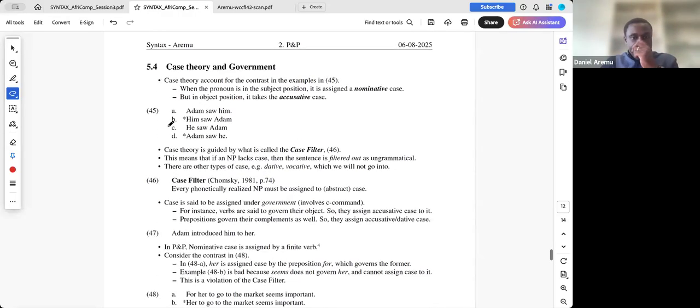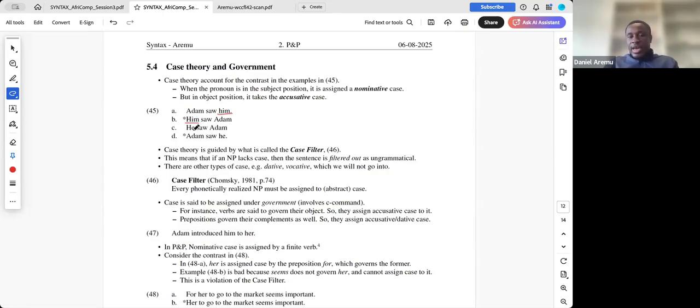Case. So 45 is just what you have. Remember I said in English, we see the different case form when you look at the pronoun, right? That's why in 45A, Adam saw him, fine. But you cannot say him saw Adam, right? Why? Because we know that this position is accusative, but this position is nominative. And him is an accusative pronoun. So when you take an accusative pronoun to a nominative position, that's not possible. And so that's why him saw Adam is bad.